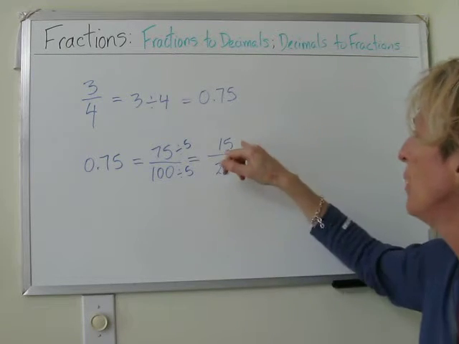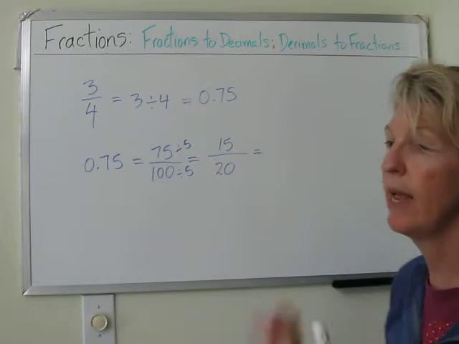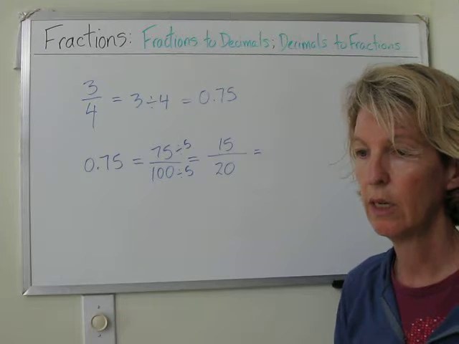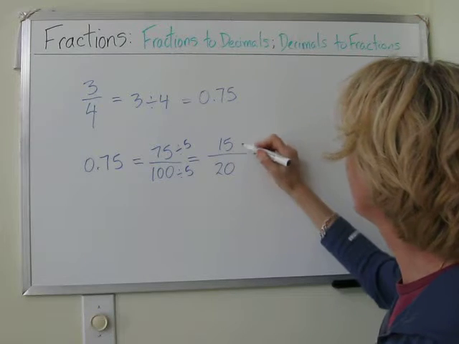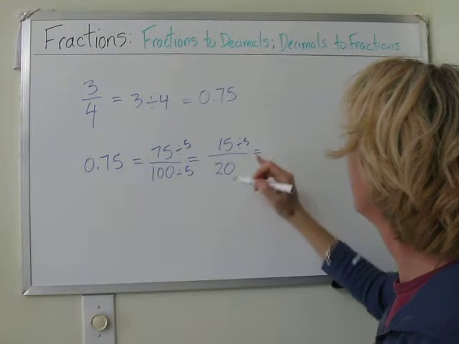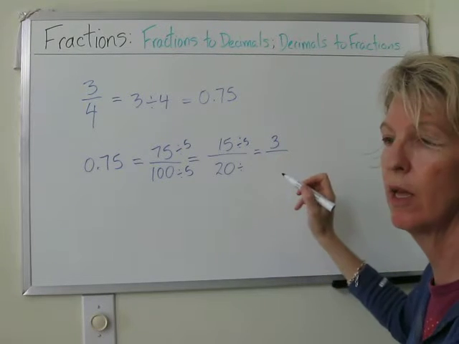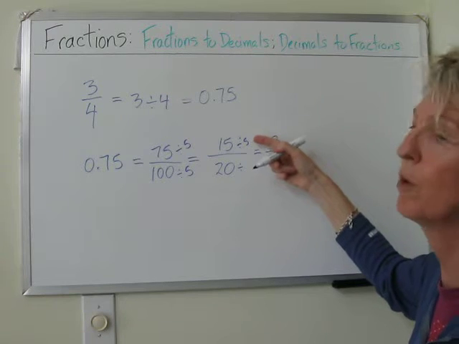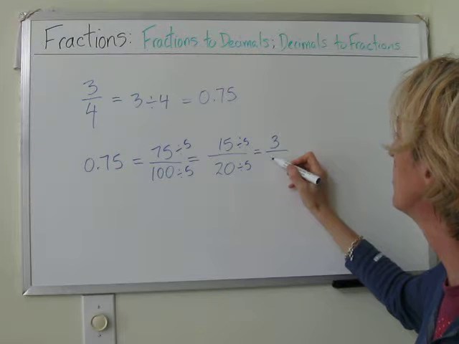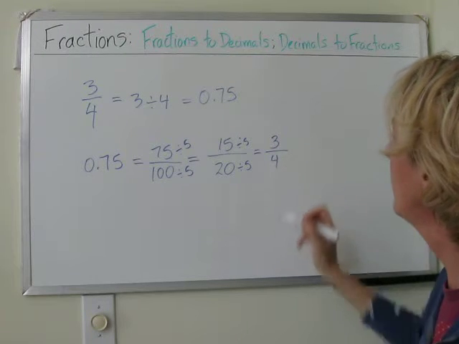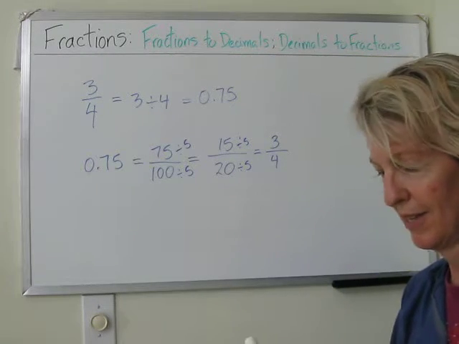Okay. Now, can we reduce this further? 15 over 20. What's the number that can divide into 15 and divide into 20? 5. Good. Let's divide by 5 again. 15 divided by 5 is 3. And what we do to the numerator, we have to do to the denominator. We have 20 divided by 5, and that gives us? 4. Hey, look where we are. We're back at 3/4. Pretty fancy, huh?